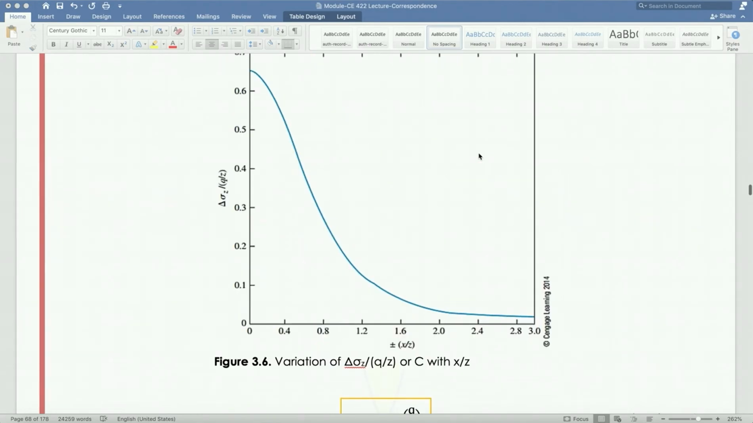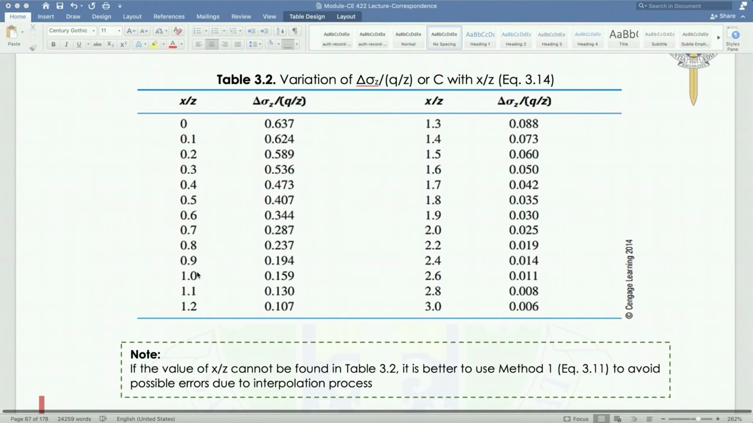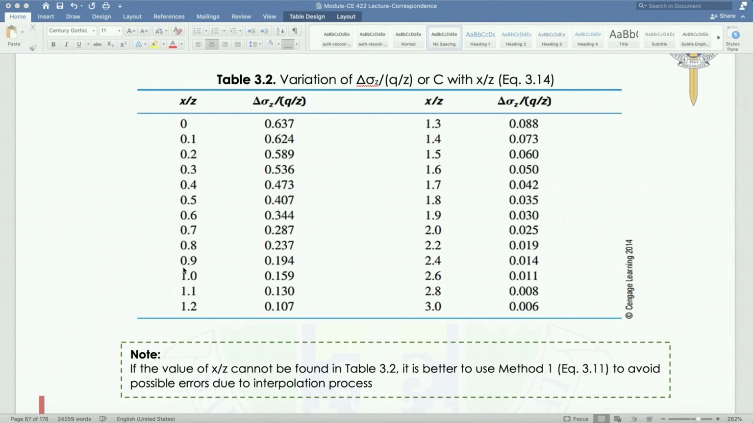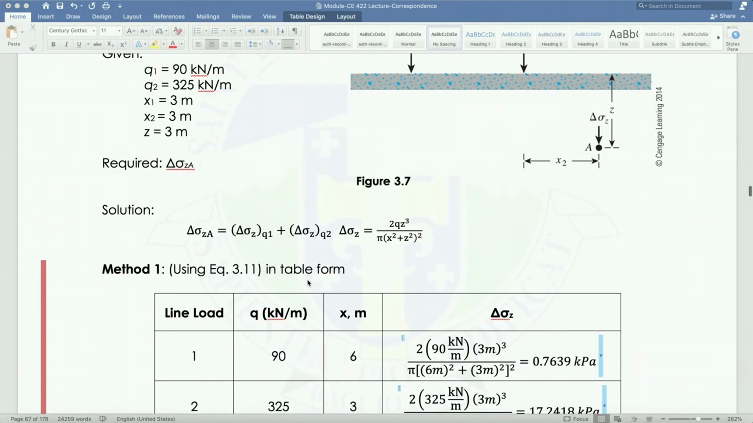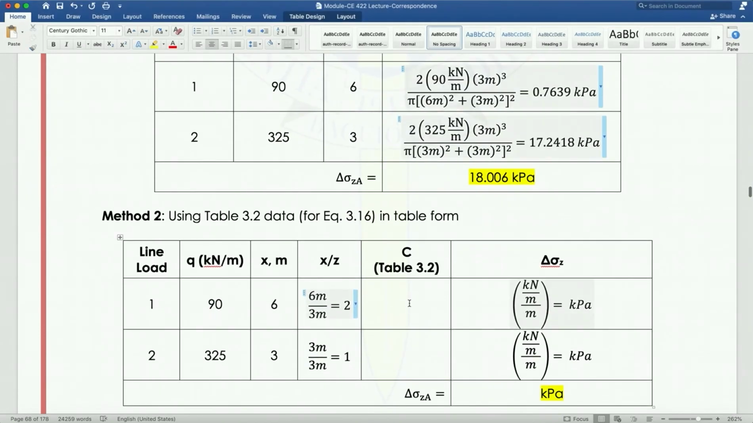So punta tayo sa table natin. We have this. So yung kanina, yung ano natin, yung 2. So x over z is 2, therefore it is 0.025. While yung 1 na nakuha natin na x over z is 0.159. Okay, so ilagay na natin sa ating table. We have here 0.025 and we also have here 0.159.